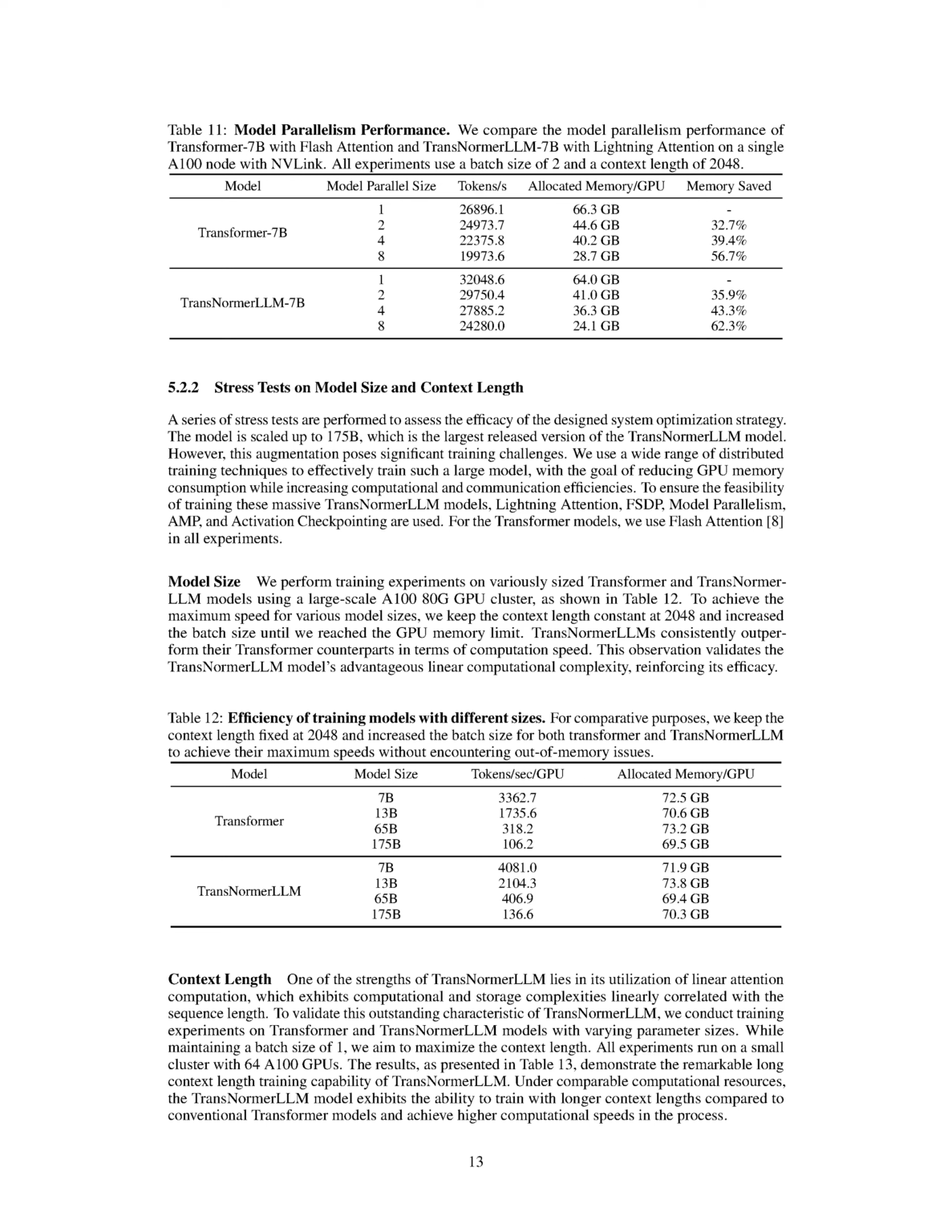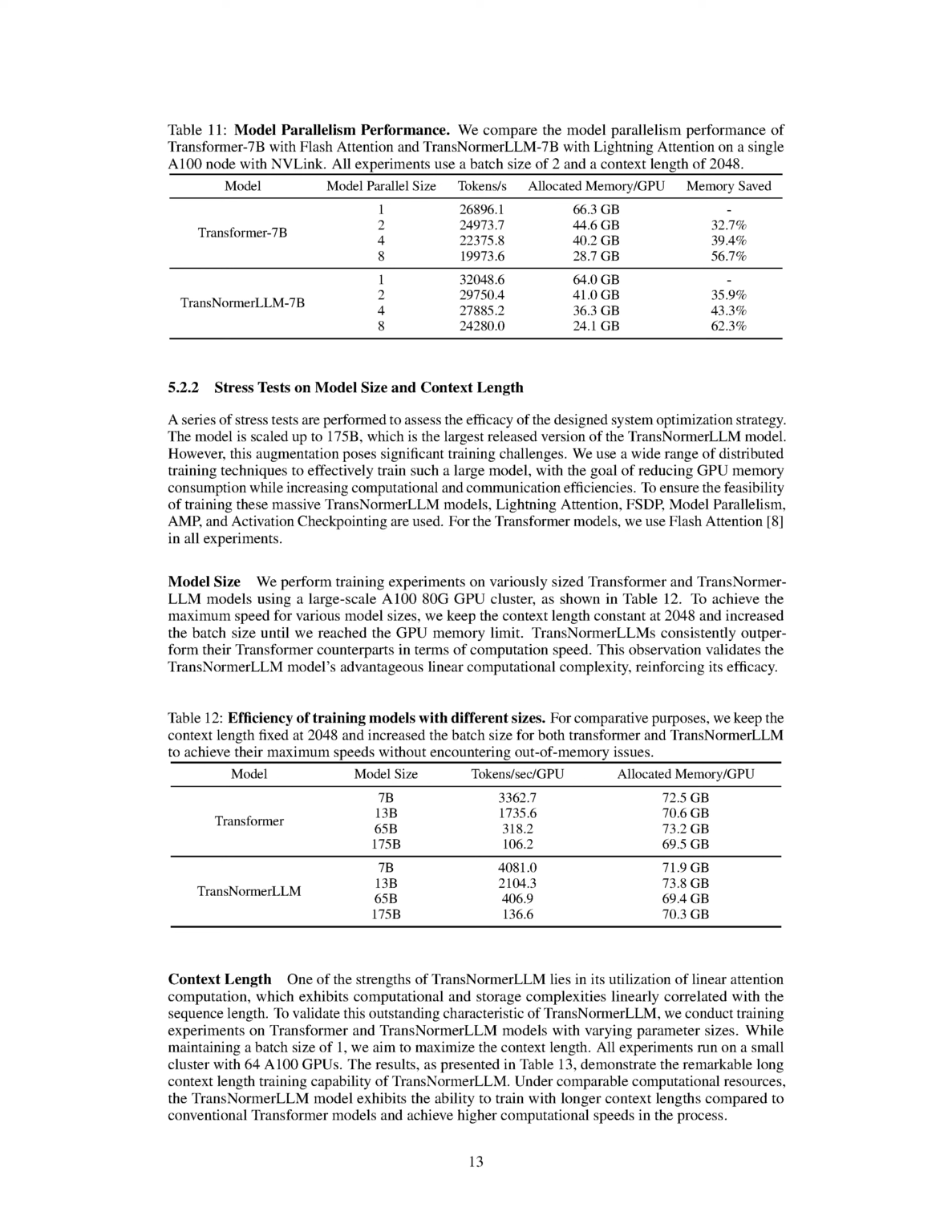The results, as shown in the table, highlight the impressive long context length training capability of TransNormerLLM. Given similar computational resources, the TransNormerLLM model shows the capacity to train with longer context lengths compared to traditional transformer models, and it achieves higher computational speeds in doing so.